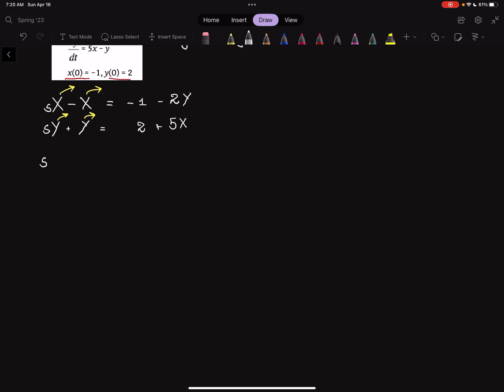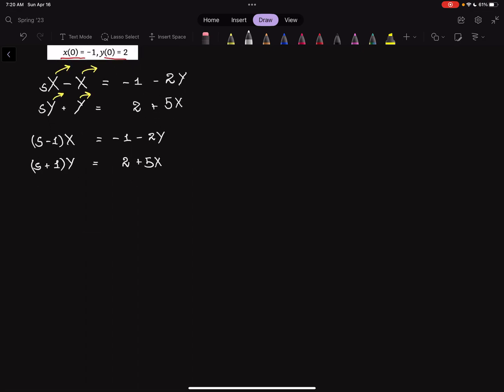We're going to get s minus 1 times big X equals -1 minus 2Y. And s plus 1 times big Y equals 2 plus 5 big X, and I want to write the big Y here. Okay. Well, now we can solve for X and Y.